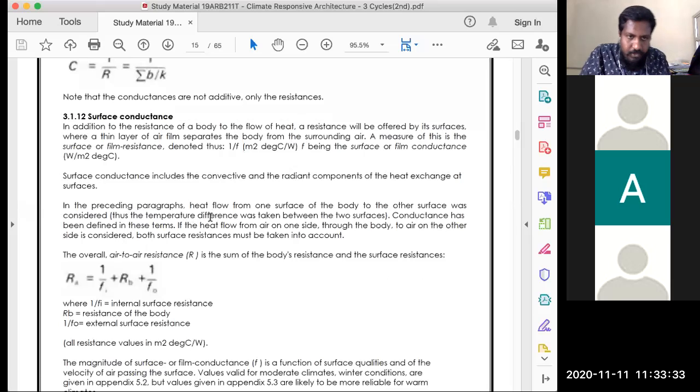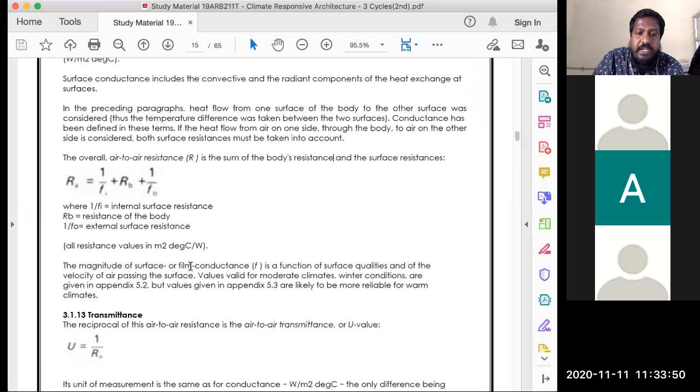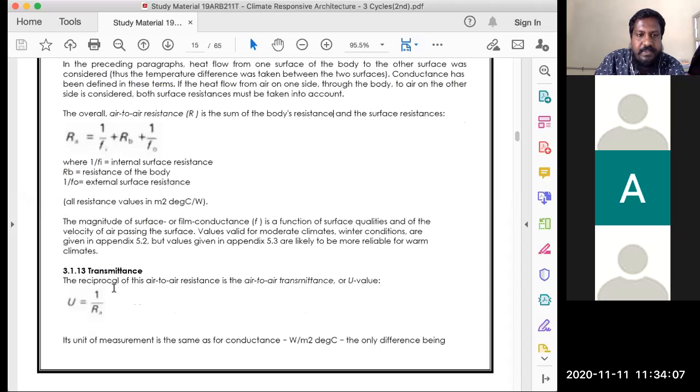So now we get into the overall air to air resistance. Air to air resistance is the sum of the two, where the surface resistance and the body resistance come together. The body resistance and the surface resistance bring us to an air to air resistance. It is more like a convection, as in, you have hot air coming in, how you are going to stop it, how that hot air hitting a surface is going to reduce the heat and pass on the heat, is the air to air resistance or the air to air transmittance.